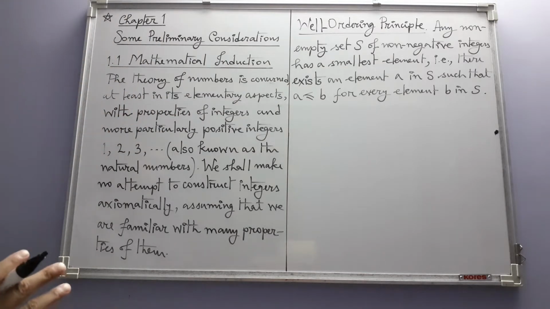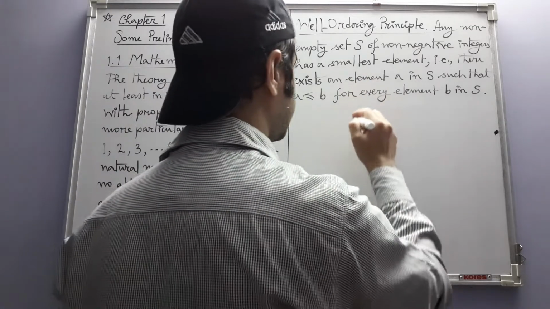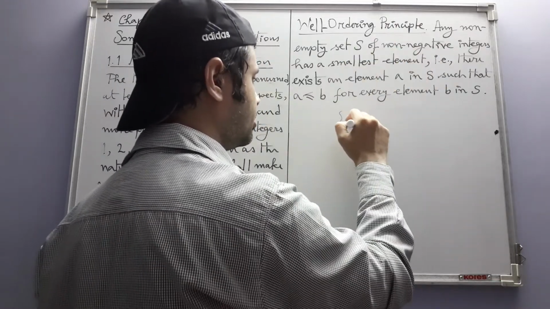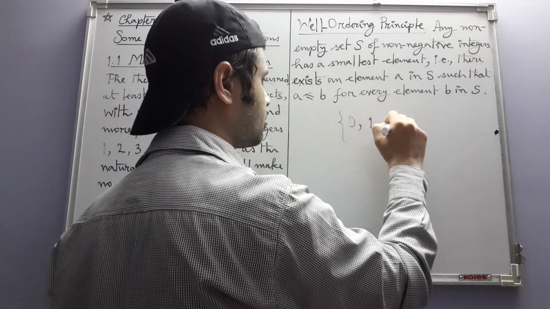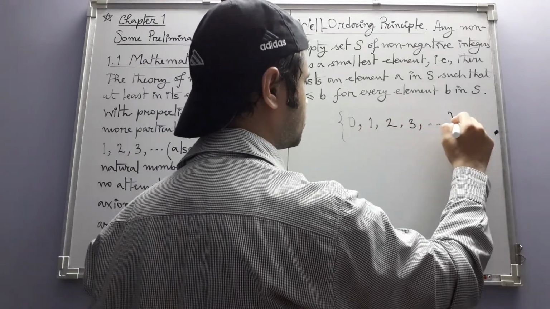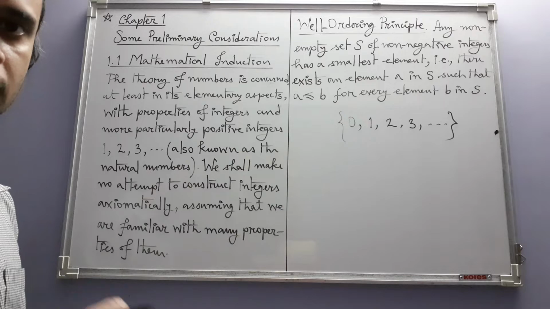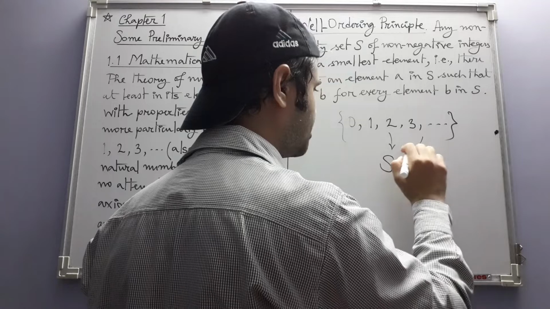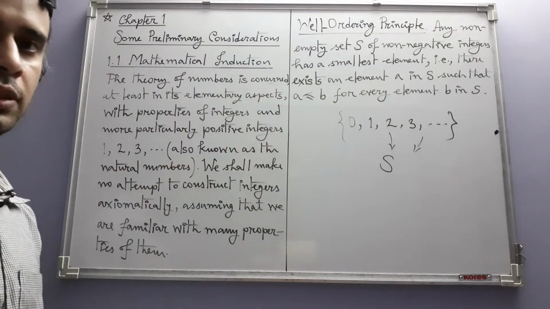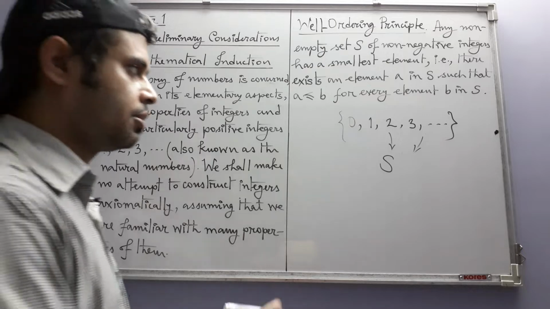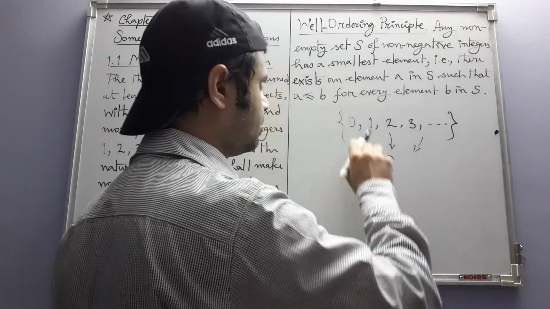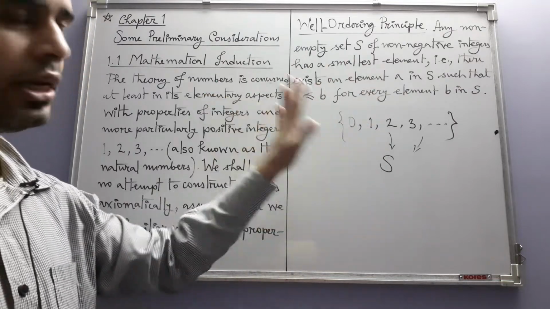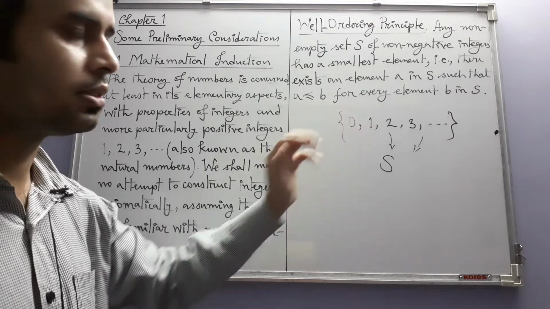Now, okay, so it just says this. You have the set of non-negative integers and S is a subset of this set. So the elements of S are coming from this set. How many, which elements, we don't know. The only thing we know about S is that it is non-empty, that is, it has at least one element from this set and only elements from this set, because S is a subset of this set.